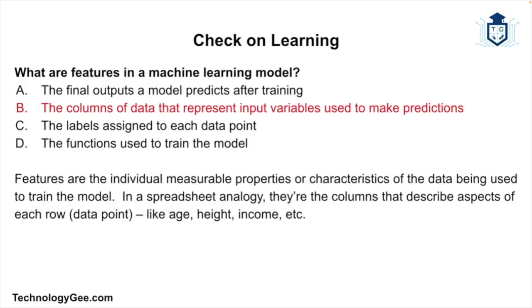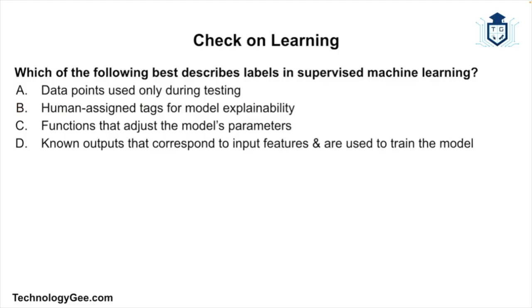And the correct answer is it is the columns of data that represent input variables that are used to make predictions. So features are the individual measurable properties or characteristics of the data being used to train the model. In a spreadsheet analogy, they're the columns that describe aspects of each row or data point, like age, height, income, etc. Next question. Which of the following best describes labels in supervised machine learning?